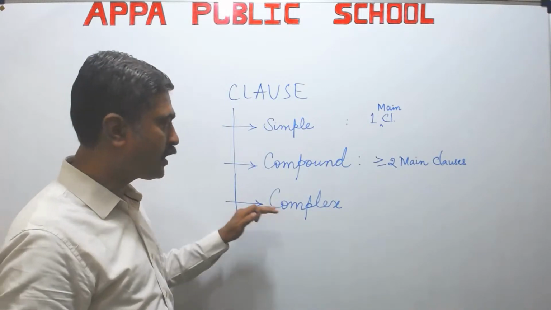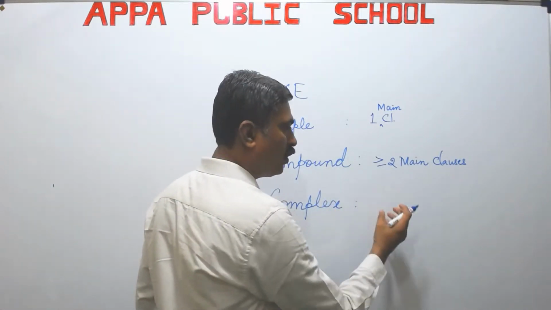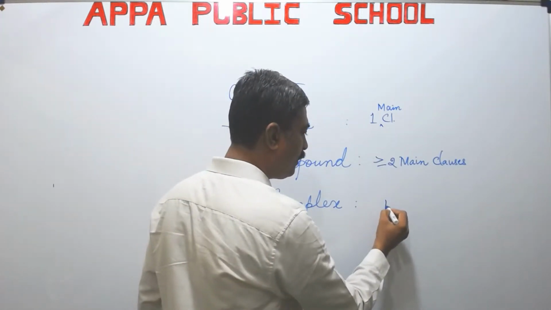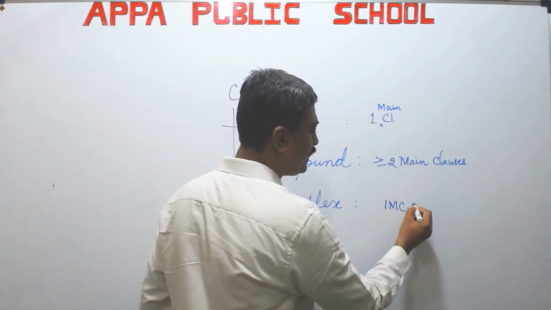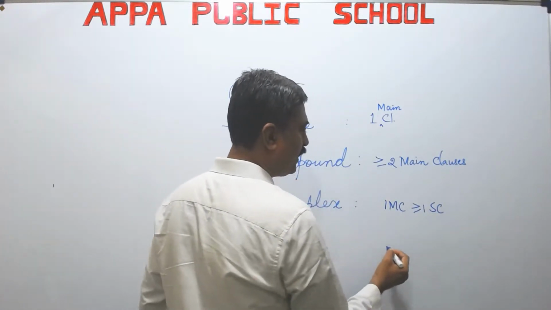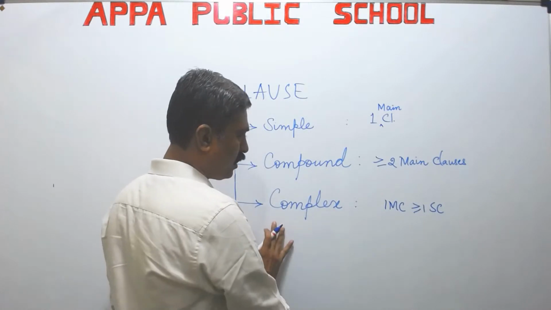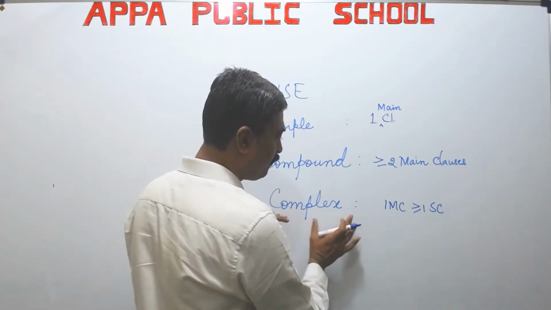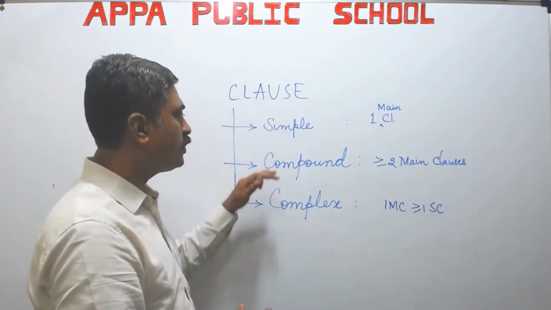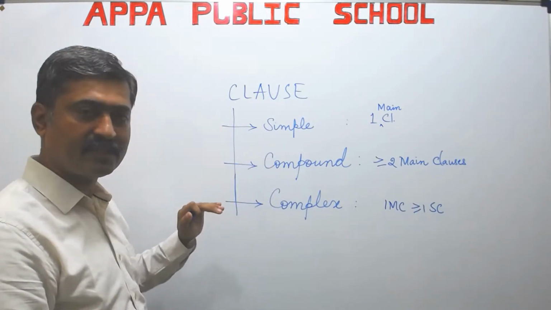Now next, the complex one. Here also we have two or more than two clauses. But the difference here is one must be a main clause, and if there is one or more than one subordinate clause, then we call it a complex sentence. Check it out again. A complex sentence consists of one main clause and one or more subordinate clauses. So these definitions define what a simple, compound, and a complex sentence is.